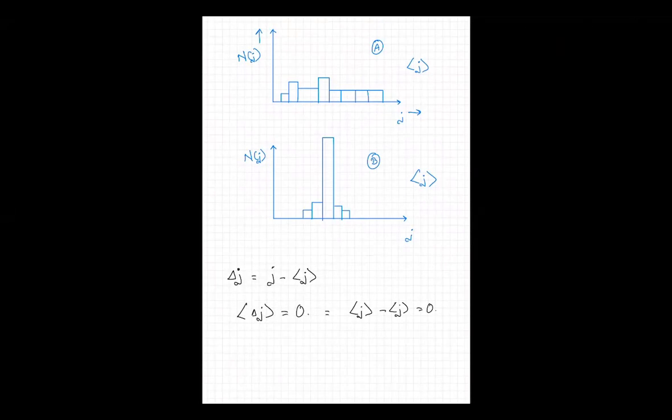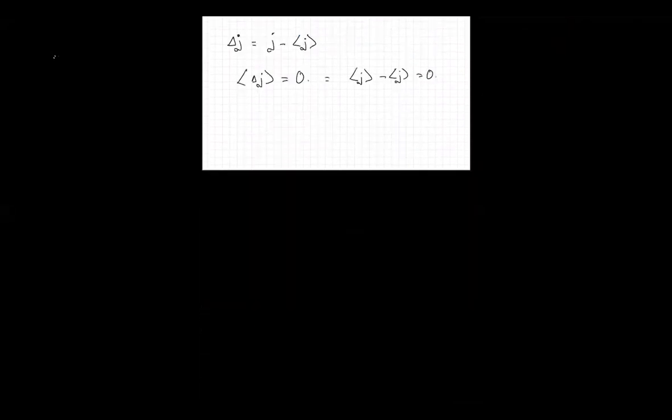So what can I do? It turns out that even though delta J is not a good measure, the average value of the square of this is actually a good measure. So I cannot use delta J, but I can use delta J square. And what is the average value of this?